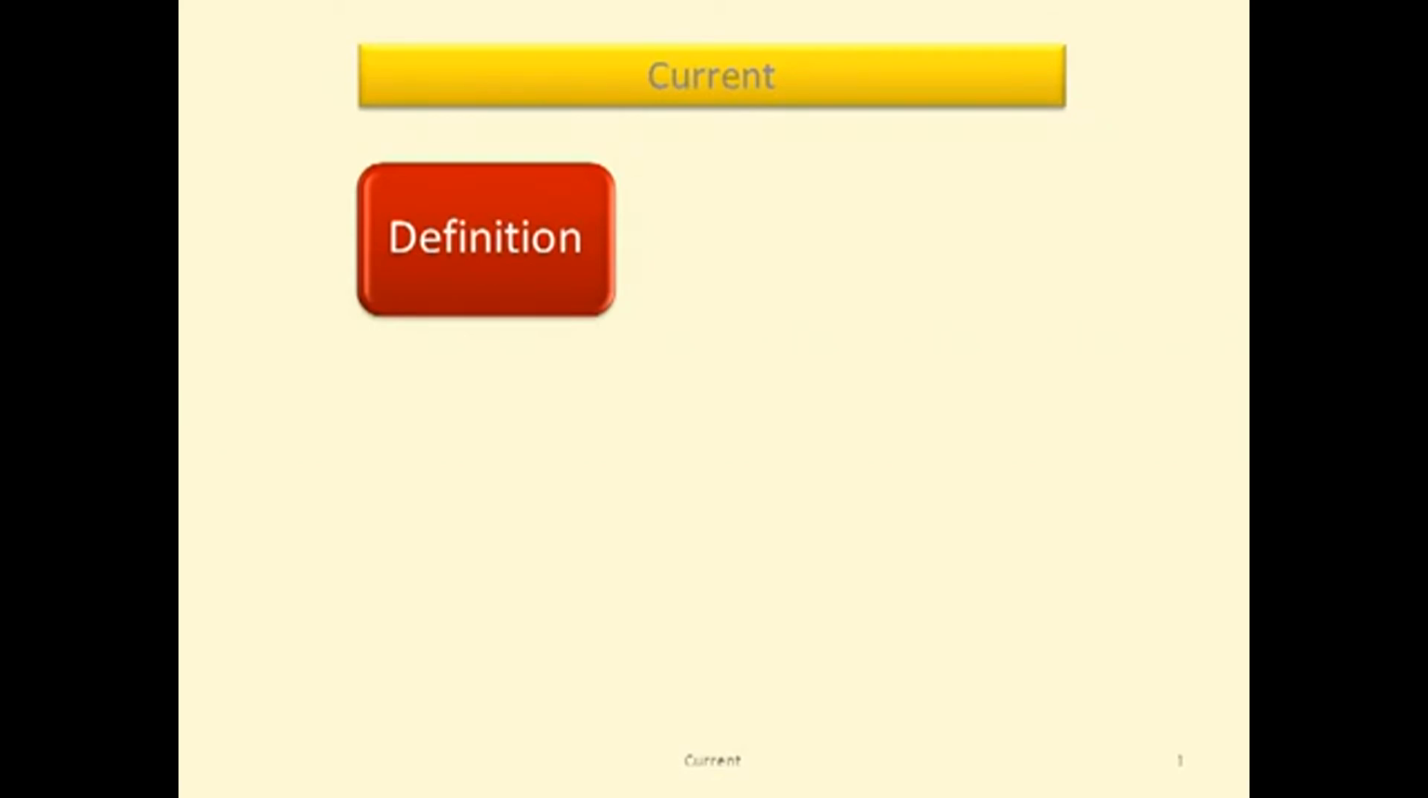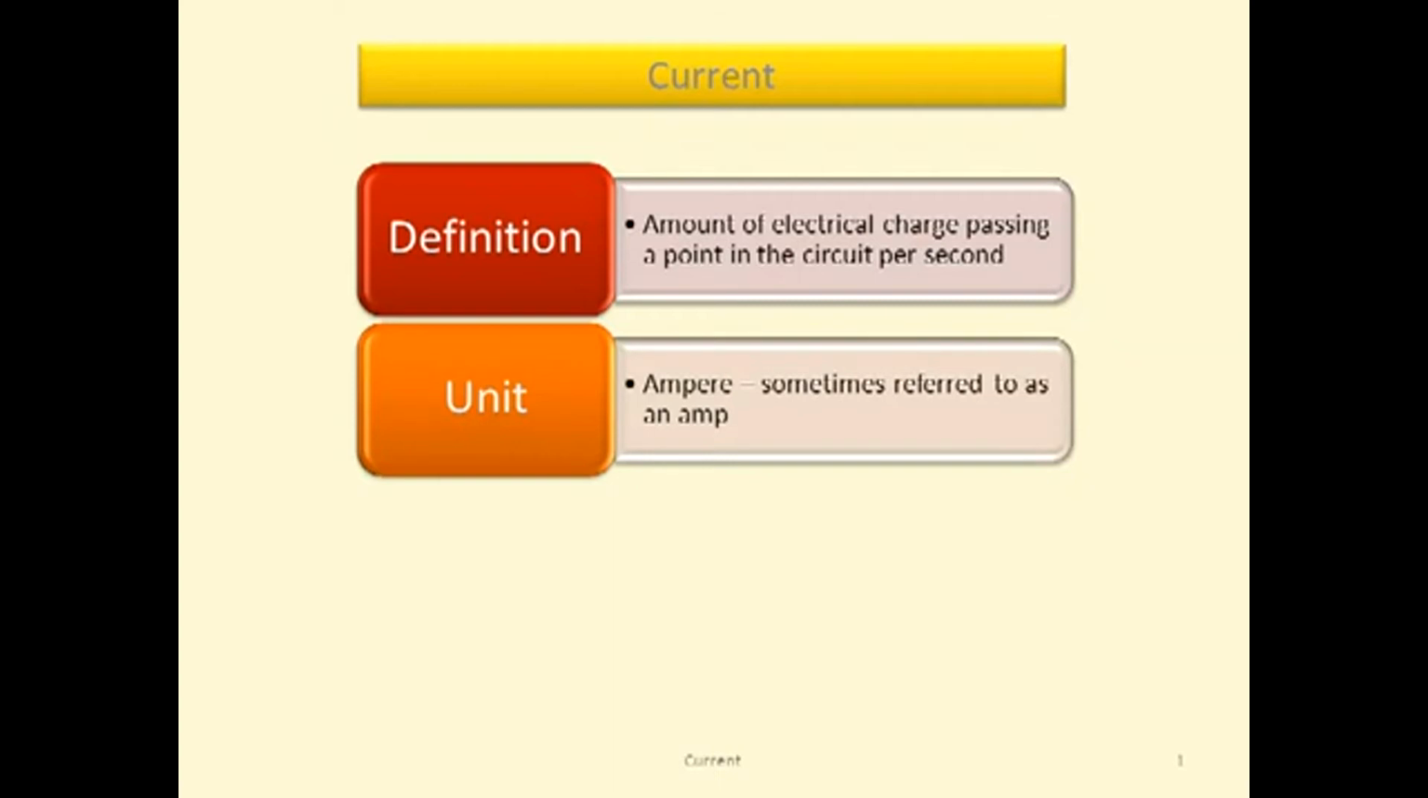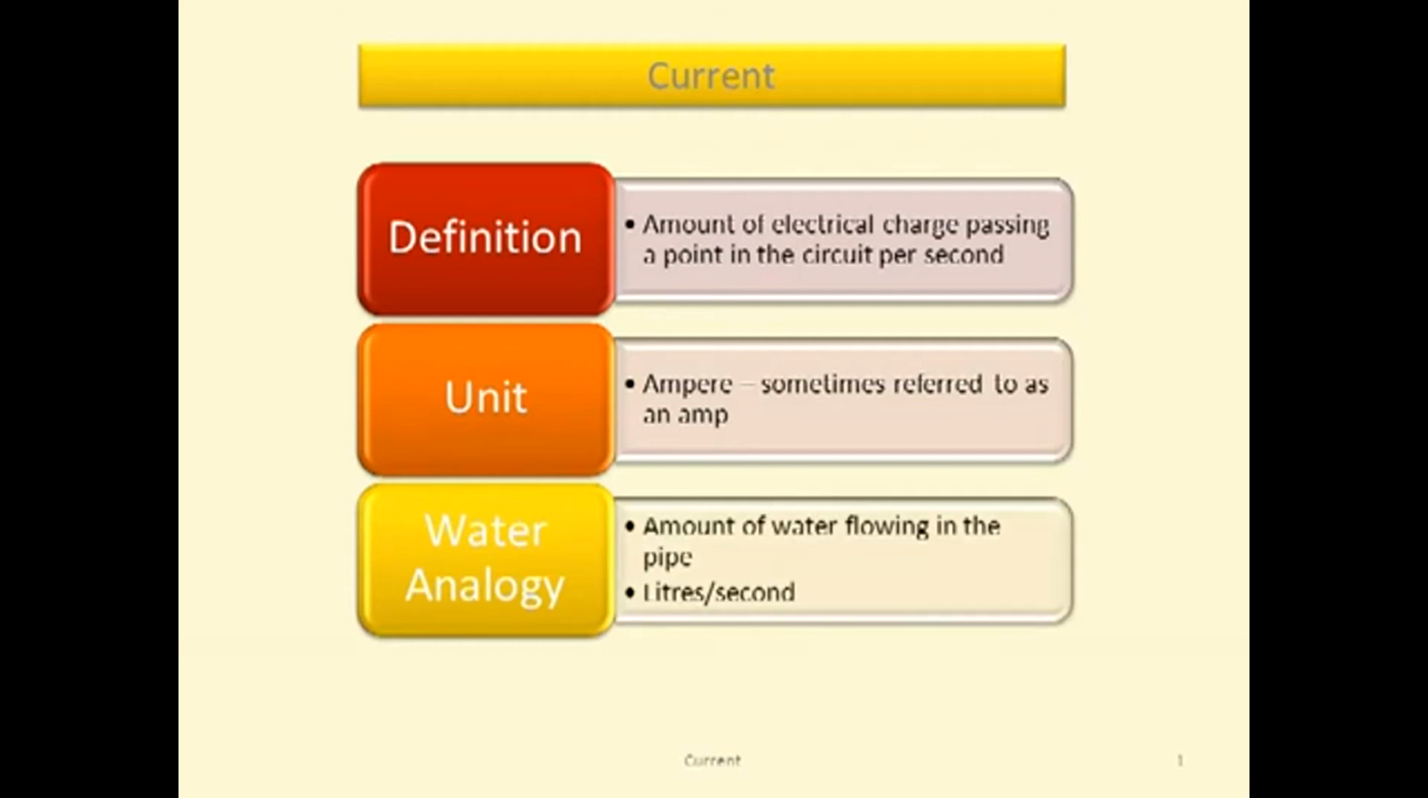What is current? Current is the amount of electrical charge passing a point in the circuit per second. The unit of current is the ampere. Sometimes it's called an amp. If we were to compare the flow of current in a wire to the flow of water in a pipe, we would say that it's the amount of water flowing in the pipe, let's say in liters per second.